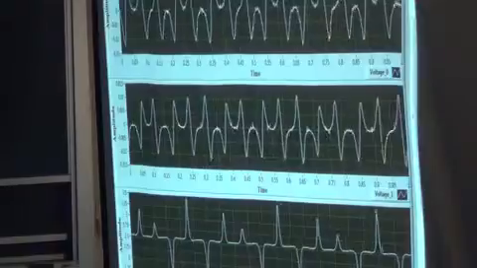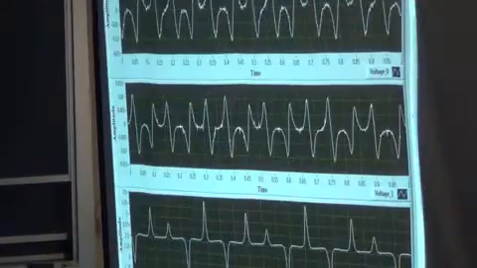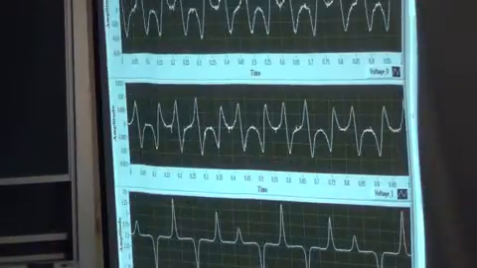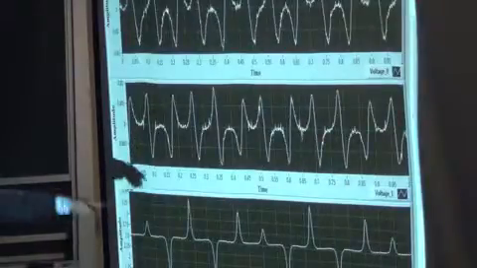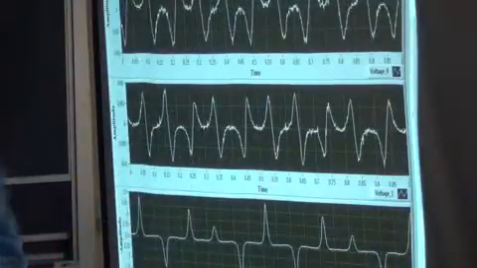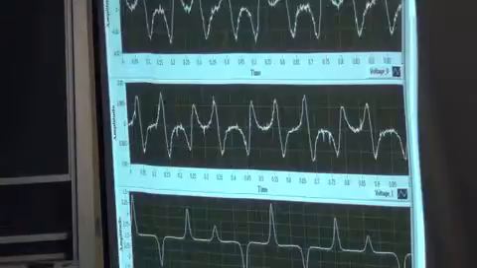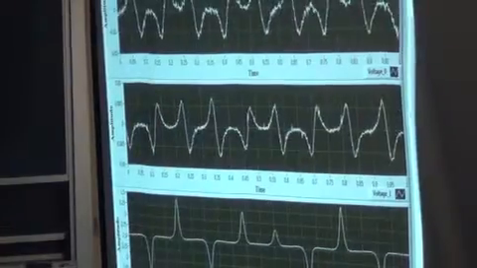On the bottom you see the magnetic field directly, and the top and the middle curves are the rate of change, the derivatives of this function. Okay, so let's move on.